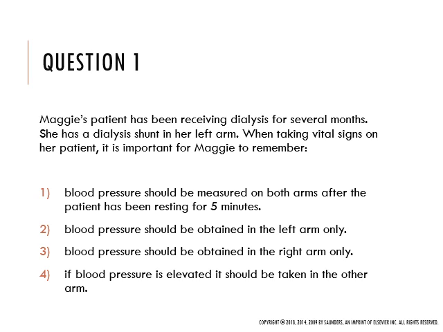Maggie's patient has been receiving dialysis for several months. She has a dialysis shunt in her left arm. When taking vital signs on her patient, it is important to remember, number one, blood pressure should be measured on both arms after a patient has been resting for 5 minutes. Number two, blood pressure should be obtained in the left arm only. Number three, blood pressure should be obtained in the right arm only. Or number four, if blood pressure is elevated, it should be taken in the other arm.